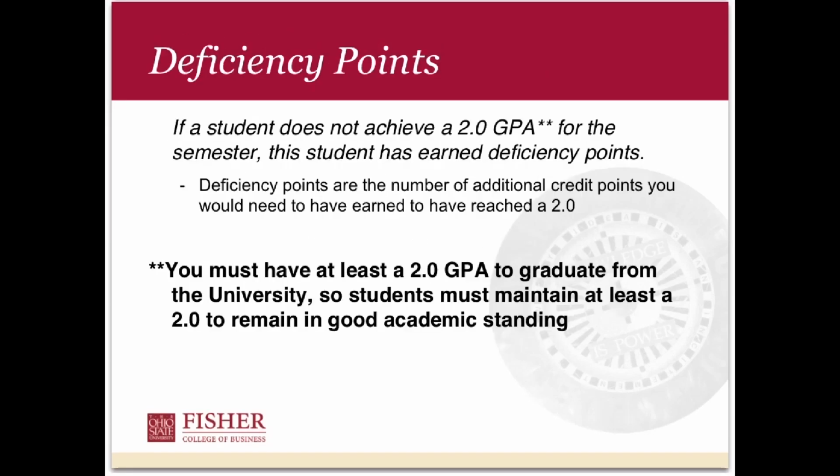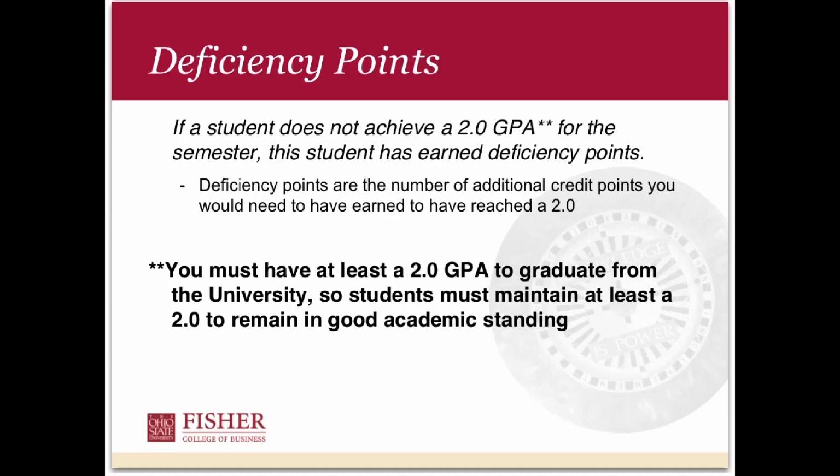Now let's talk about deficiency points. To graduate from Ohio State, students must have a minimum 2.0 GPA. If at any point during a student's time at OSU they fall below 2.0, they are considered to be in poor academic standing with the university because they are at risk of not having the GPA required to graduate. In addition to being in poor academic standing, students who earn below 2.0 earn deficiency points.